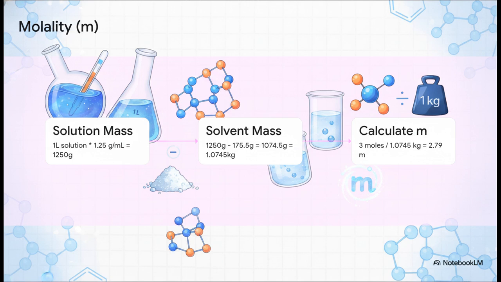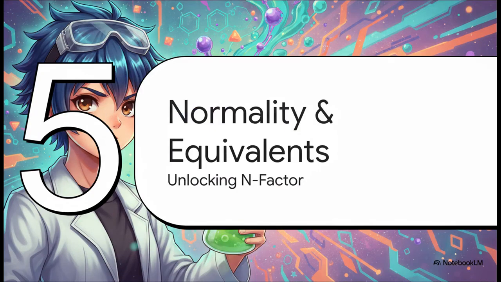Step 2, we have to extract the pure solvent mass. We subtract the mass of the solute, which is 3 moles of NaCl times 58.5 grams per mole, from that total 1250 grams. That leaves us with 1,074.5 grams of water, or 1.0745 kilograms. Step 3, molality equals our 3 moles divided by 1.0745 kilograms, giving a final answer of 2.79 lowercase m. Pretty cool, right?